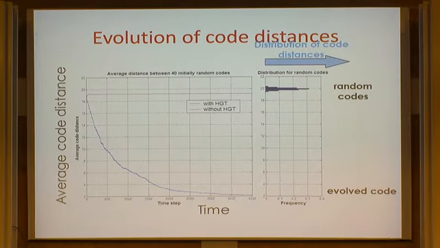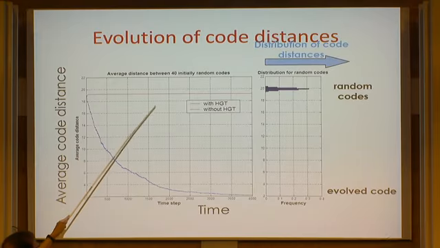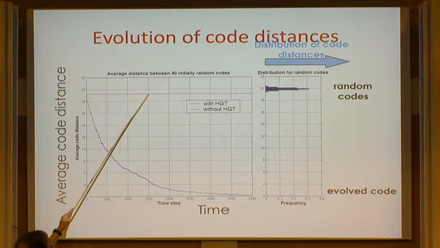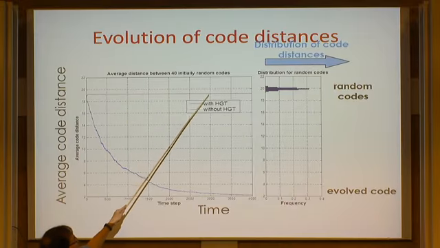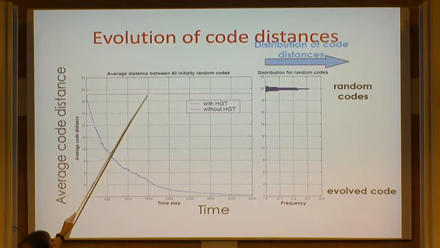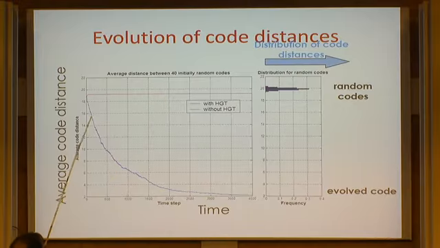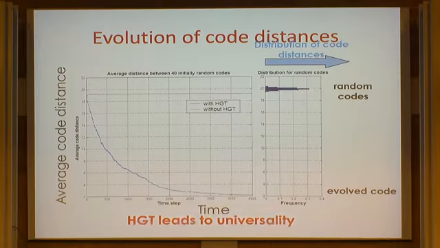If you now look at the evolution of code distances, this is the average code distance as a function of time, again the story is the same. If you have only vertical gene transfer, you very quickly get locked into some kind of frozen accident. But with horizontal gene transfer, the codes get more and more similar until eventually you have one code left in the simulation. So horizontal gene transfer leads to universality.